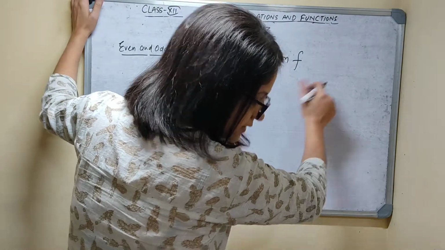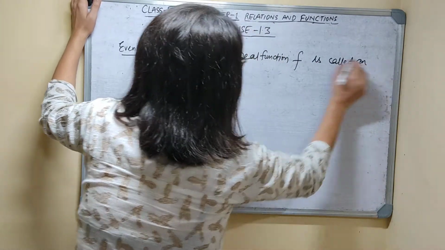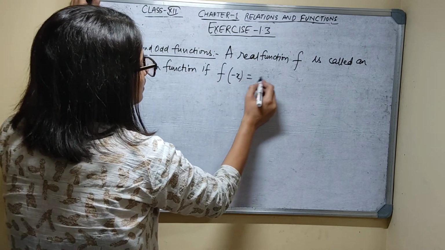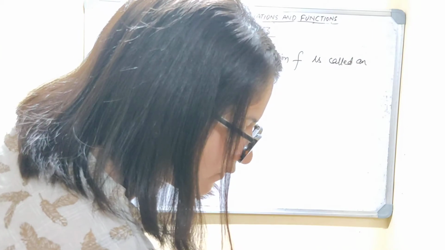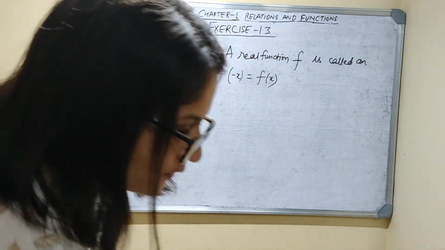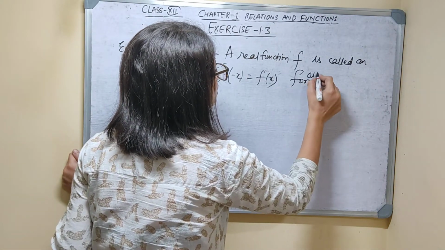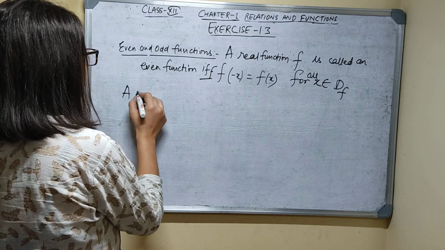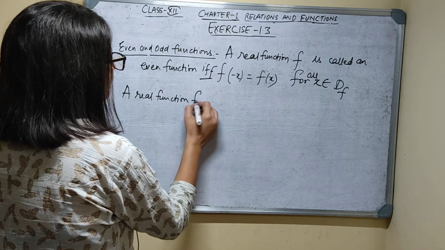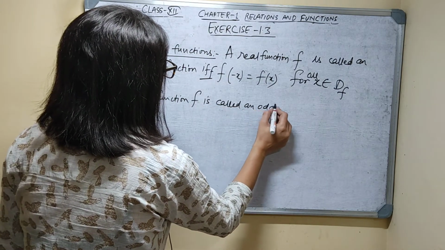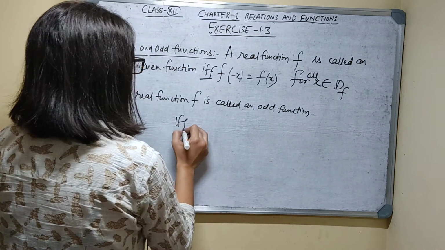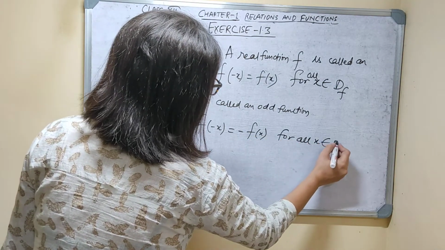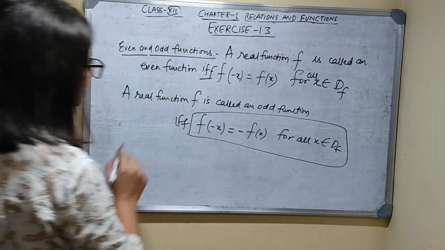A real function f is called an even function if f of minus x is equal to f of x for all x belongs to domain of a function. And a real function f is called an odd function if f of minus x is equal to minus of f of x for all x belongs to domain of a function. Then you can say this function is an odd function.